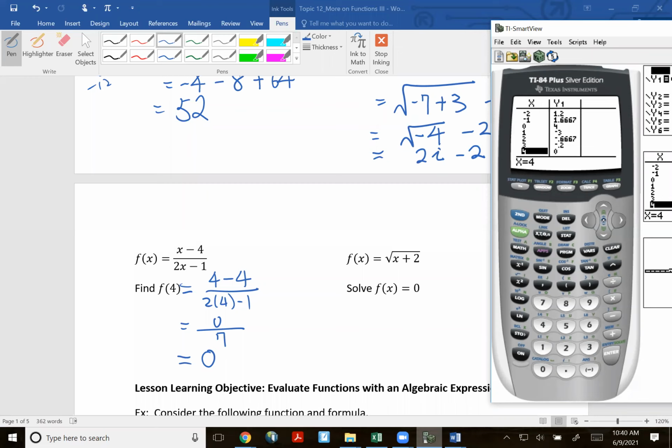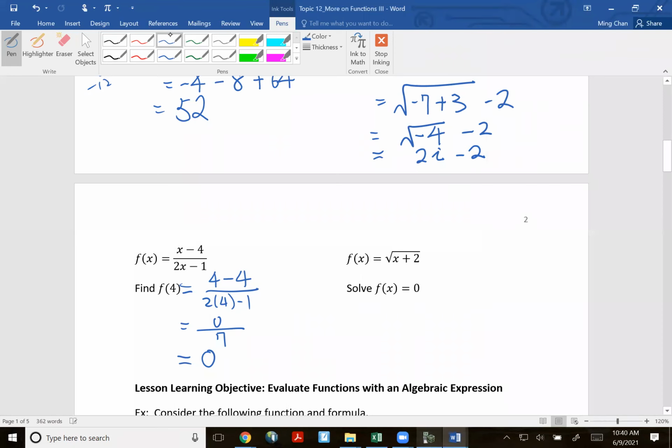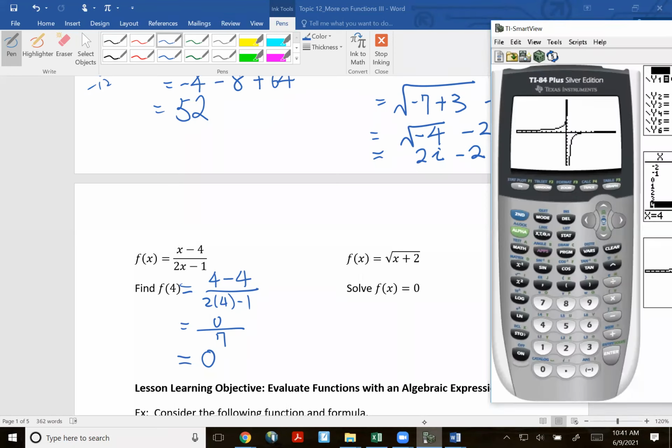So can you tell me again where on the graph y is equal to 0? Where on the graph y is equal to 0? Y equal to 0 has got to be on the x-axis, right? So that point, when x equal to 4, y equal to 0, that point must be the x-intercept. Okay, so that must be the x-intercept.